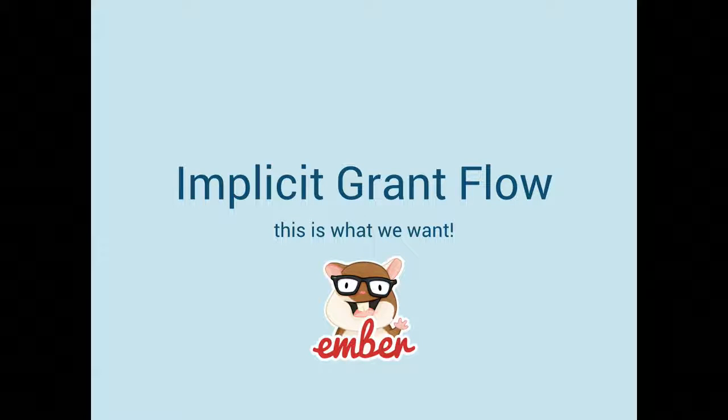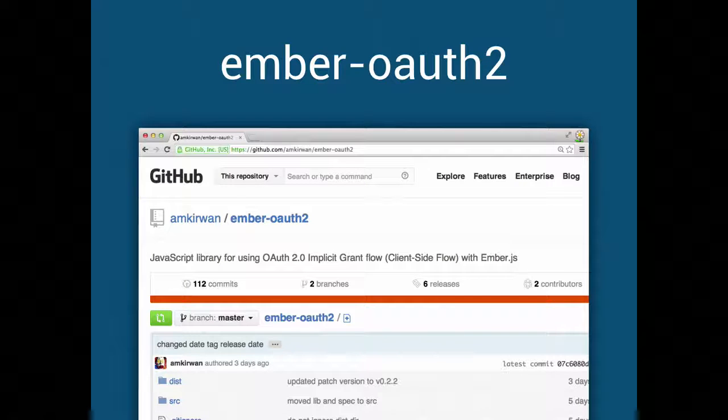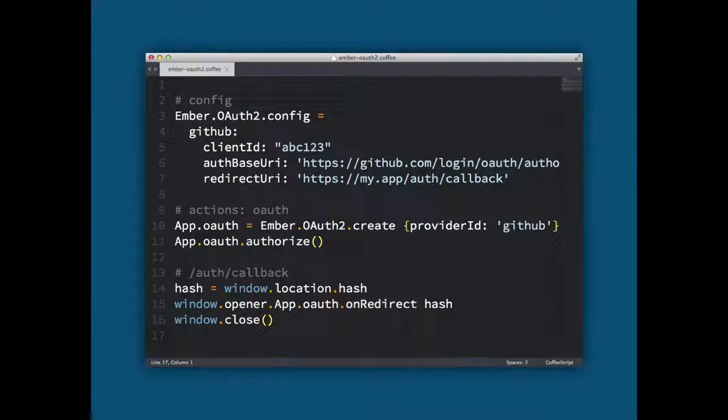But implicit grant flow is what we want to do, and there is thankfully an Ember OAuth 2 library that implements this, and it's pretty well maintained. The config looks just like you would in a Rails app with OmniAuth. We're just going to give it a client ID, and there is no secret. On the server side, you'd always be giving a client secret, but there is no secret here because we can't trust the client. And importantly, we have to create a state token that proves that when GitHub comes back to us, that is actually the request we made.